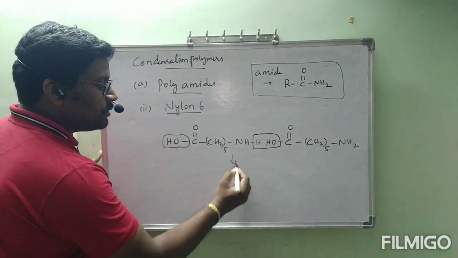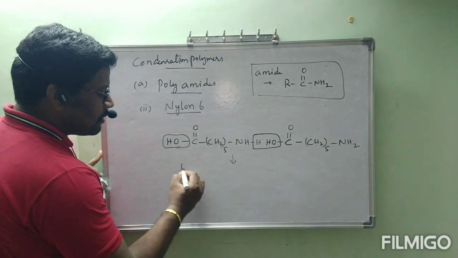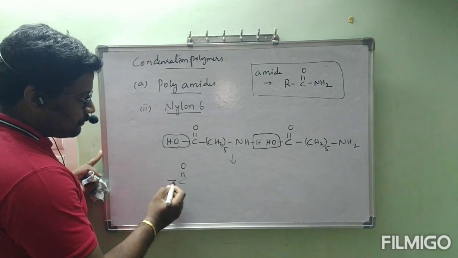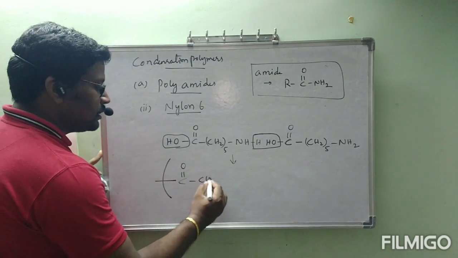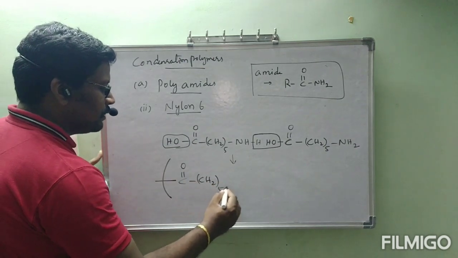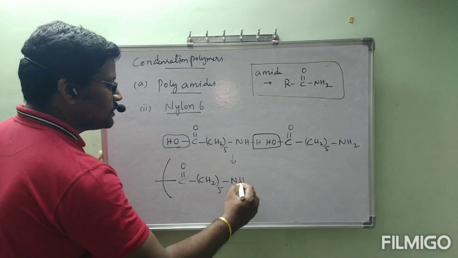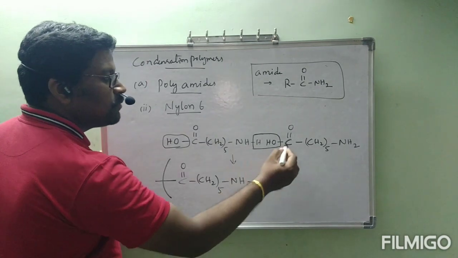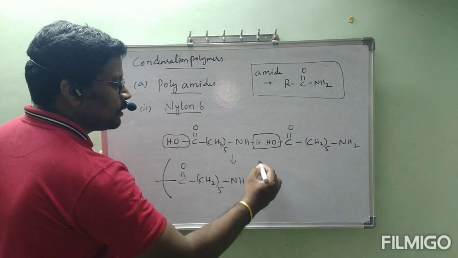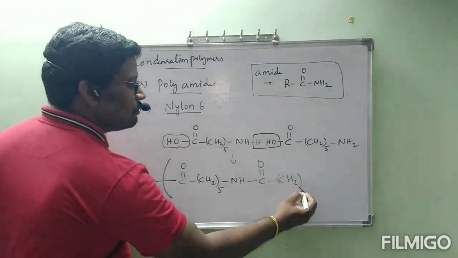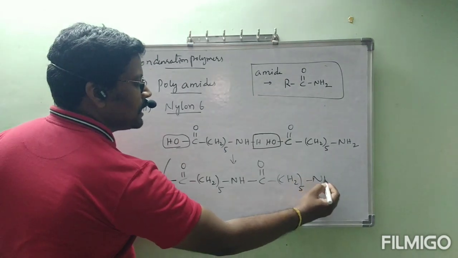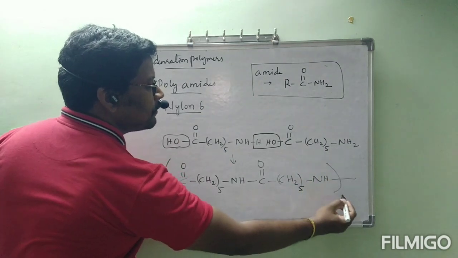So this will be combined to form C double bond O, NH, which is bonded to CH2 5, then NH. This NH is bonded to C double bond O, then CH2 5 NH. This is continued with C double bond O, N.